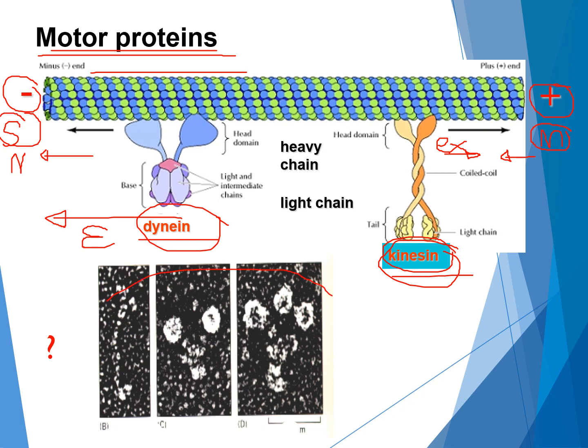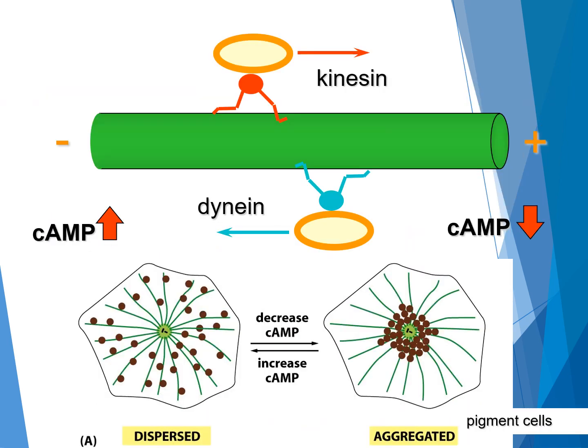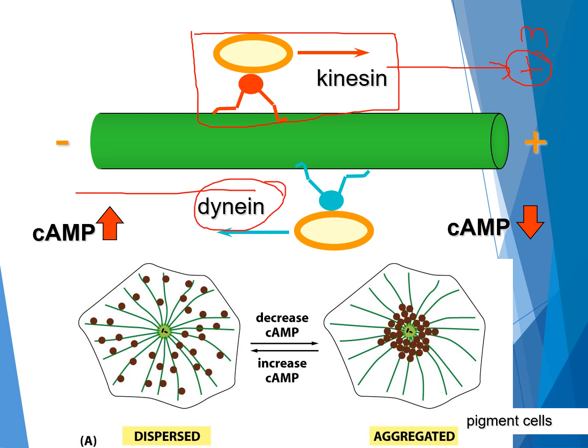Okay, and here is the example of an electron microscope image for this motor protein. If you can see here, they have the heavy chain and also the light chain between the head domain and also the tail. I would like to repeat, kinesin is the motor protein that moves towards the positive end, which means they move towards the membrane, while dynein is the one that actually moves towards the minus end, which is the nucleus.